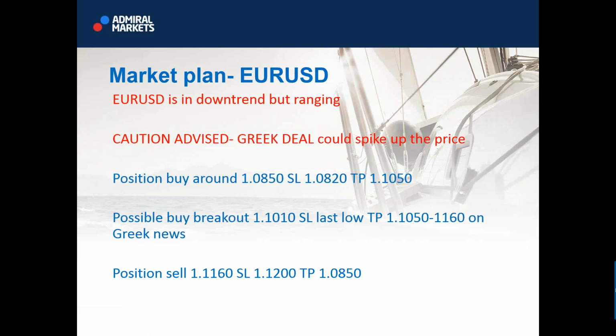So euro dollar is in a downtrend but ranging. You can see a huge range in euro dollar. It goes up, up, up, then down, then it goes 100 pips up and down. So caution advice, as I say, a Greek deal could spike up the price.